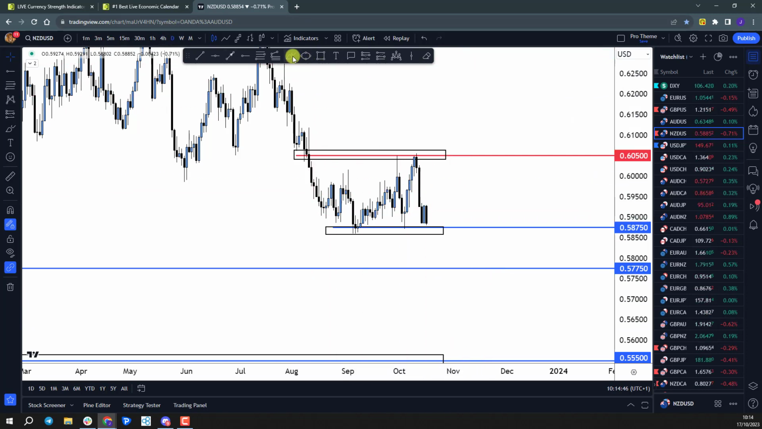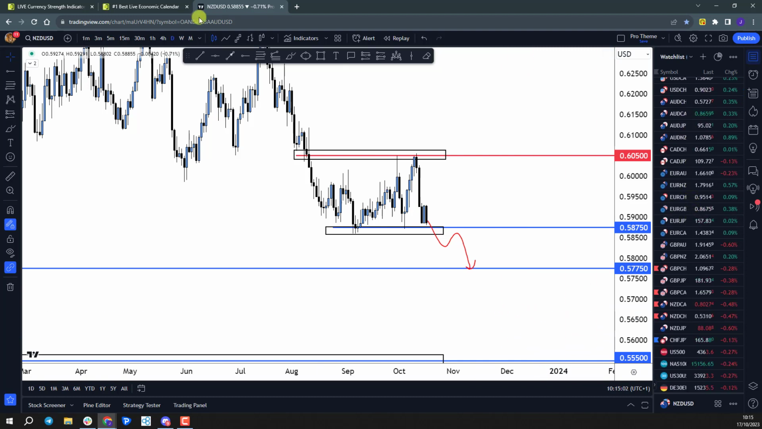So really speaking, that is the area where sellers have come in. That's the area we should be interested in. Or we need to wait for price to break down and have a little break and retest for a move to the downside.